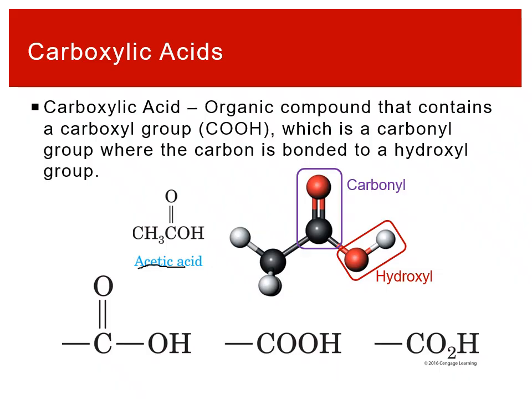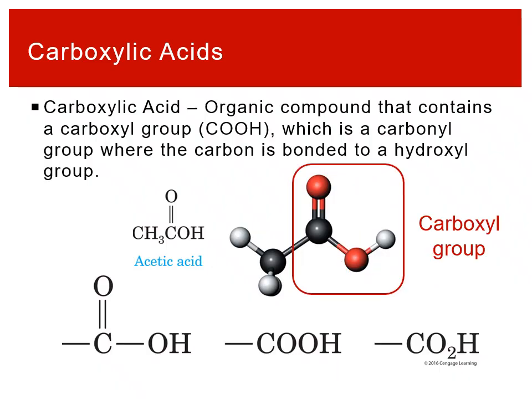hydrogen. That looks like patterns we've seen before, but because they are next to each other, they're not two separate groups. Instead, we call that whole thing a carboxyl group, because when all of those atoms are linked together, they behave in a unique way that's different from when it's just a carbonyl or just a hydroxyl. So this whole thing is called a carboxyl group. Any molecule with a carboxyl group is then called a carboxylic acid.